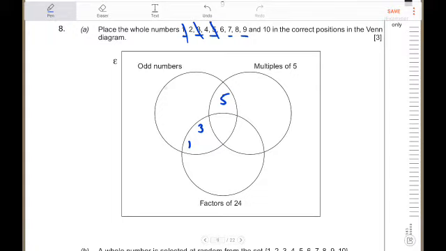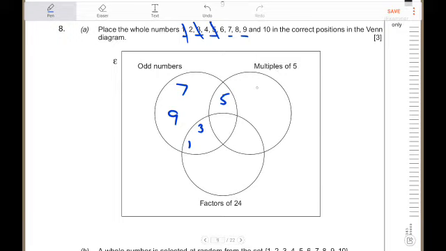Okay, now I can start filling in the larger sections that are just odd numbers, just multiples of 5, or just factors of 24. So what odd numbers have I got left? I've got 7 and 9, so they need to go in there because they are odd numbers.